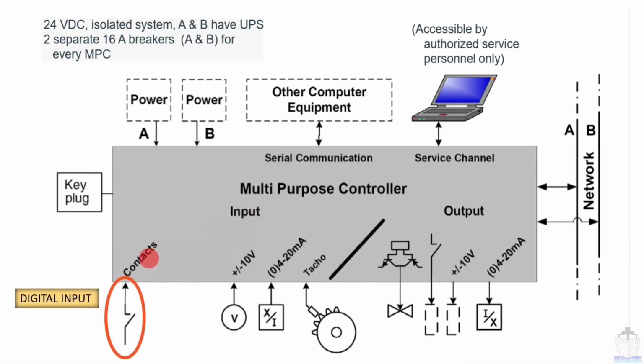Next is contacts. These are the digital inputs. By seeing this symbol you can make out that this is the slow digital input. So now we are going to see an example of these contacts which is used in the ME engine.